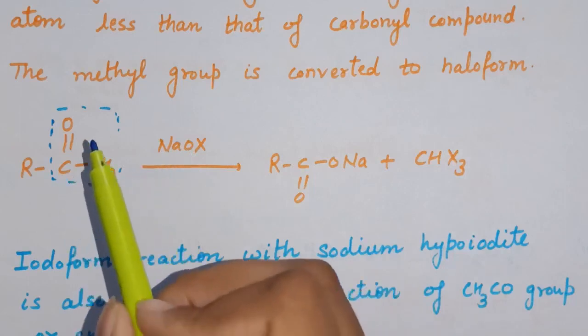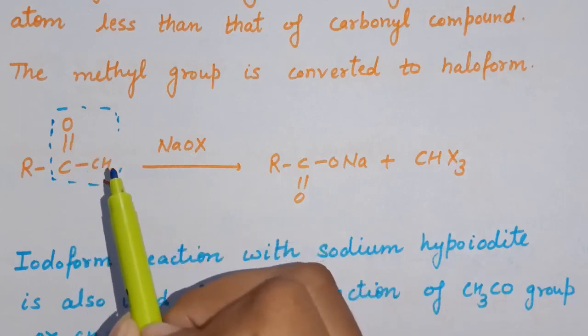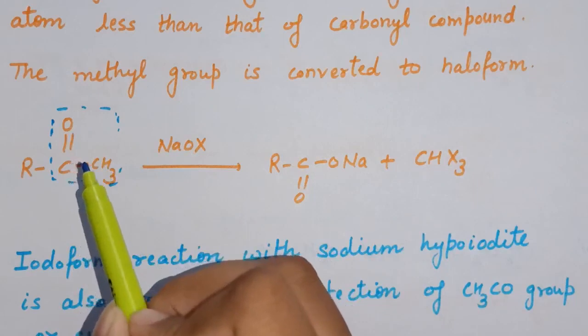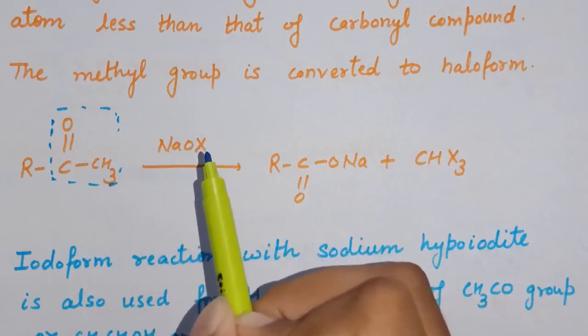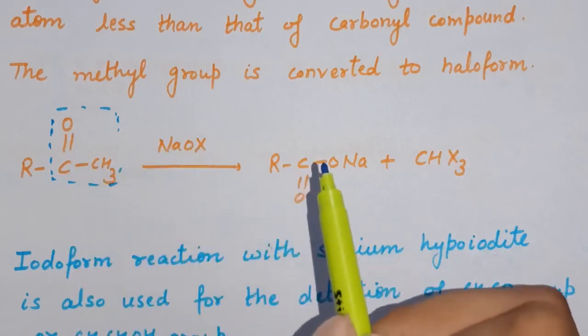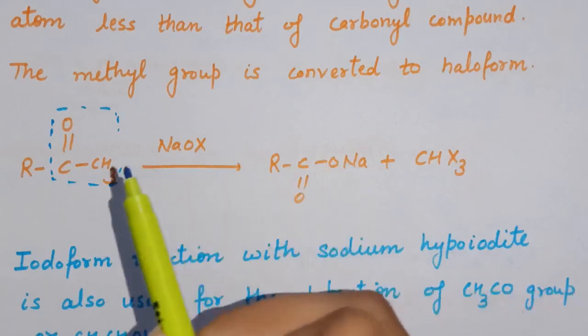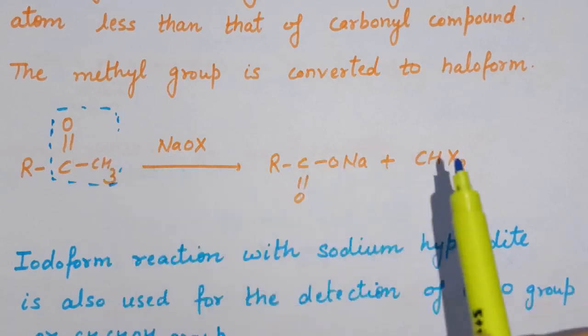So, the reaction of a carbonyl compound having one methyl group attached to the carbonyl group, in the presence of sodium hypohalite. This converts to the sodium salt of the acid, and here the CH3 group converts to haloform.